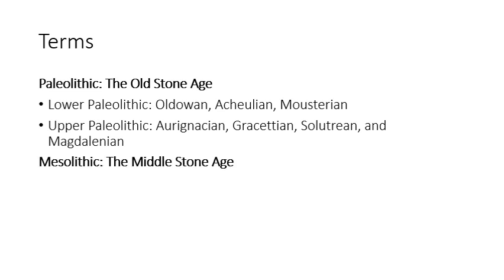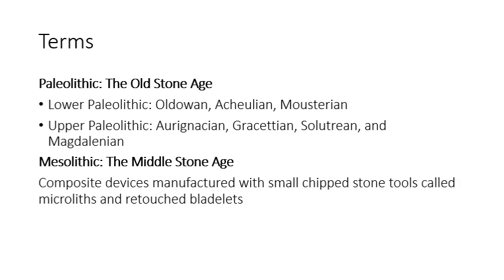The Mesolithic refers to the Middle Stone Age. So now we're getting closer to the Holocene and the birth of farming. Mesolithic means the Middle Stone Age. And here what we're seeing are composite devices. Obviously, tools now become much more complicated. They're being manufactured with small chipped stone tools. We refer to those as microliths. And we're also seeing retouched bladelets. So a much smaller, more refined tradition has emerged.